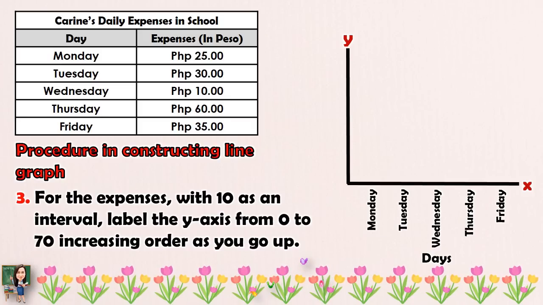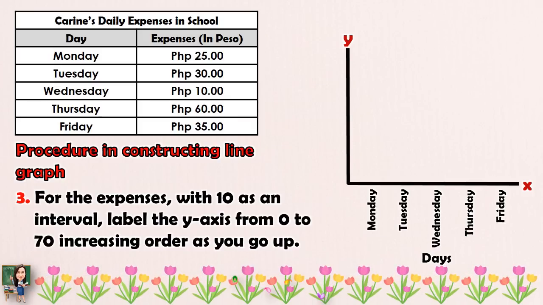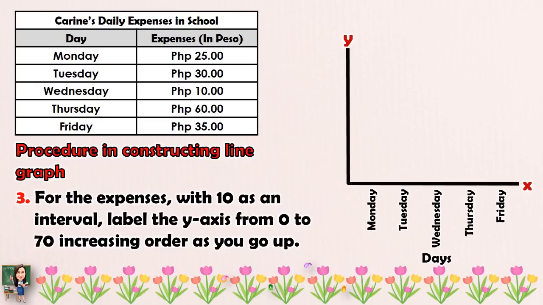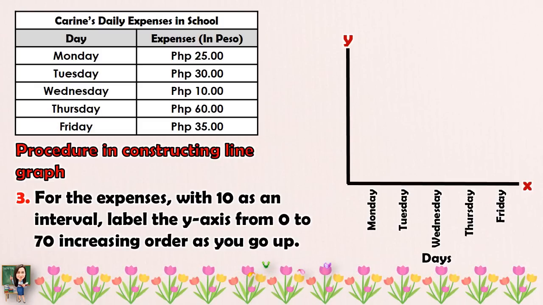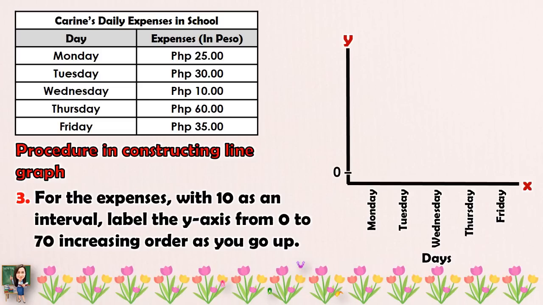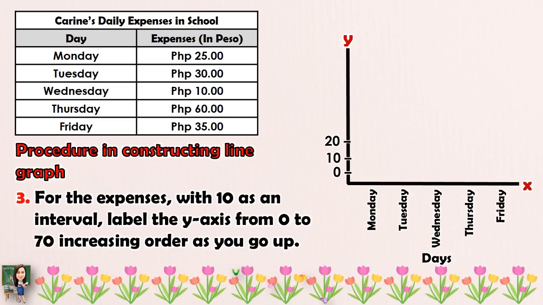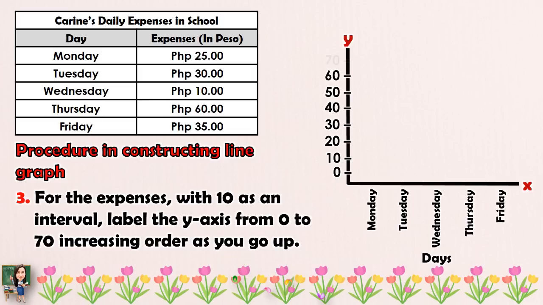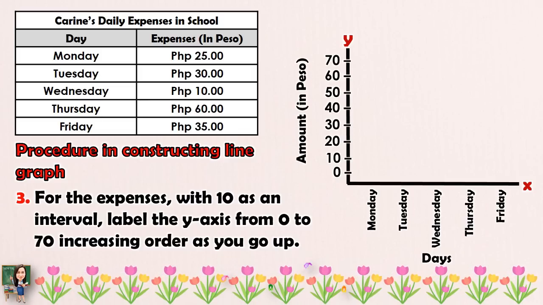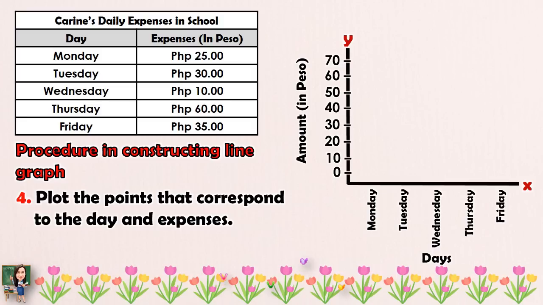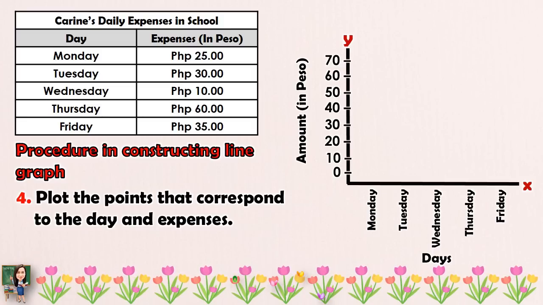Third, for the expenses with 10 as an interval, label the y-axis from 0 to 70 in increasing order as you go up. 0, 10, 20, 30, 40, 50, 60, 70. Amount in peso. Fourth, plot the points that correspond to the day and expenses.